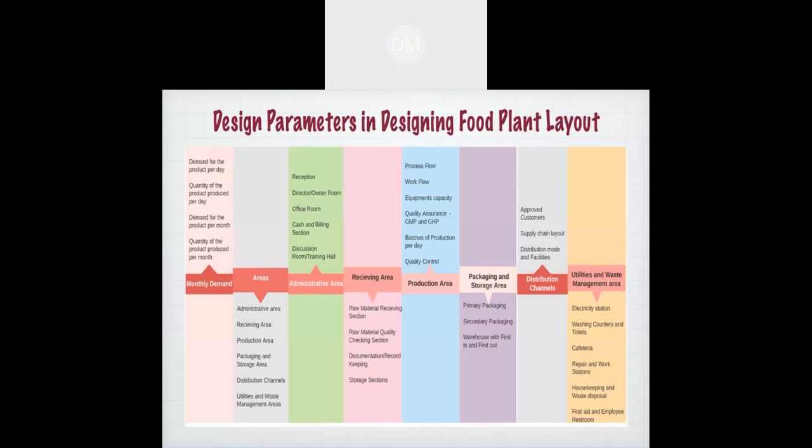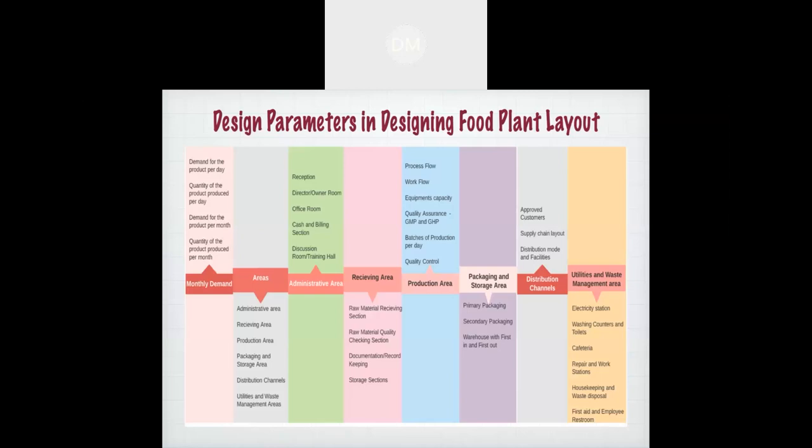Then production area. Normally process flow means, for example, for fruit and vegetable: raw material receiving, then washing, then cutting, blanching, then processing, then packaging, and then storage. This is the process flow. So we should know our product's process flow, which operations are involved in our product, then workflow, then equipment capacities.